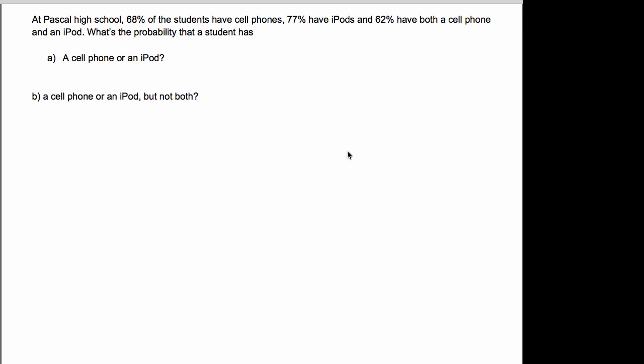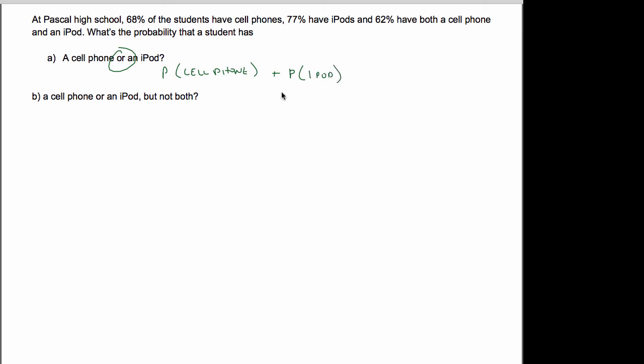So at Pascal High School, 68% of the students have cell phones, probably a little low for this day and age. 77% have iPods, 62% have both a cell phone and an iPod. What's the probability that a student has a cell phone or an iPod? Okay, so immediately we should be thinking, oh, I'm going to add here. So the probability of cell phone plus the probability of an iPod.